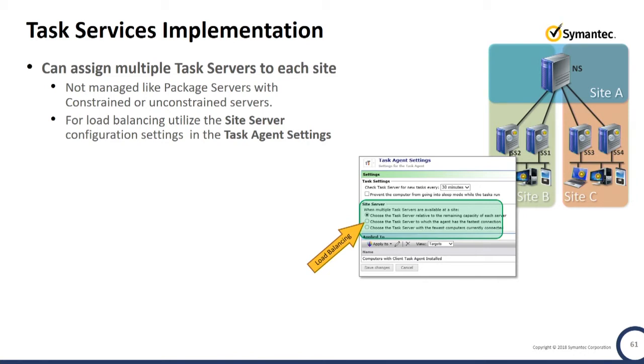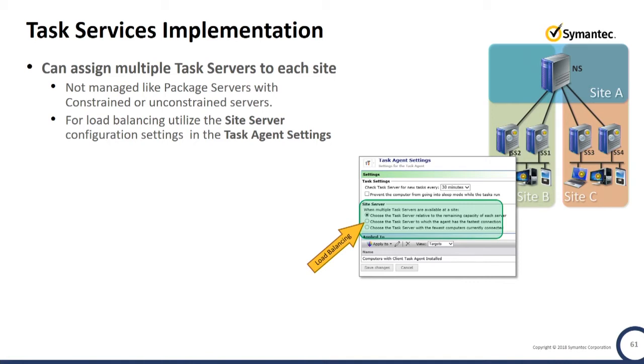Okay, so the way we load balance instead of unconstrained, constrained is through these settings here. So we can basically say, how do you want the site server to react? I could say, choose a task server relative to the remaining capacity of each. So basically, whichever one has the least connections, use, right? Choose which one has the agent that has the fastest connection. So that's another load balancing way of doing it. Say, go to the fastest one, as well as the fewest computers concurrently set.